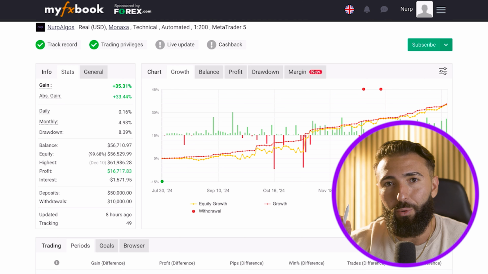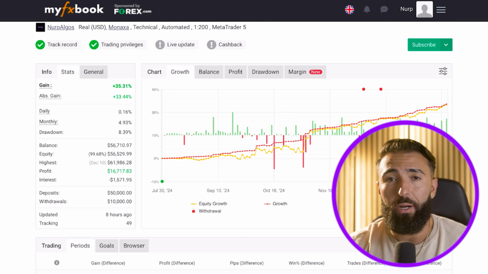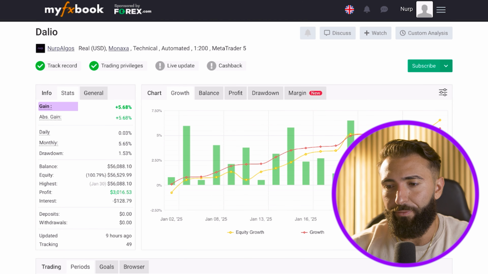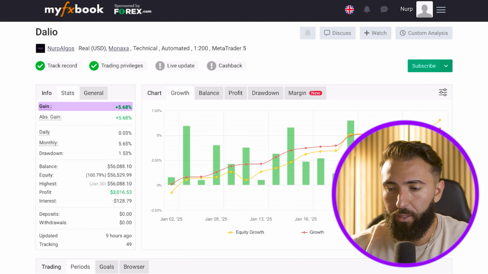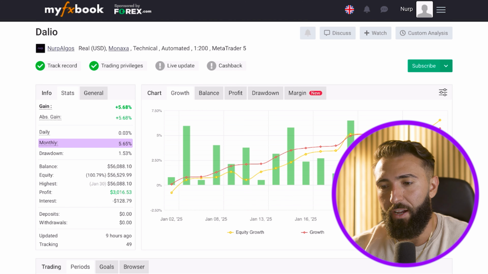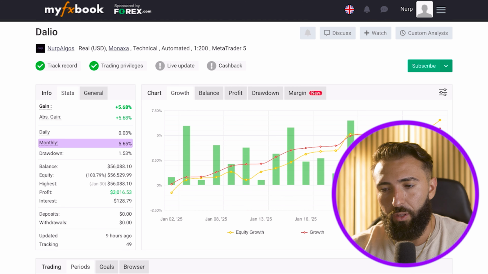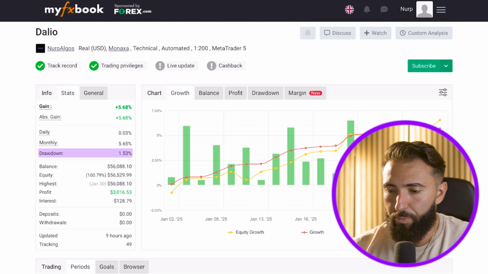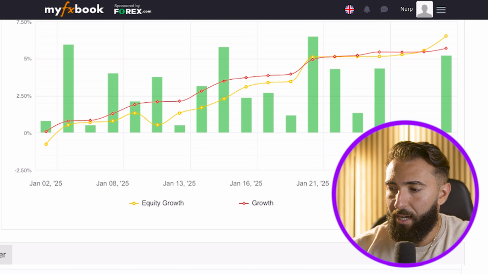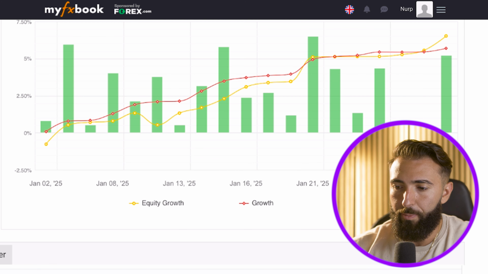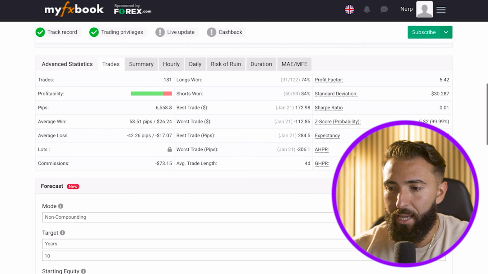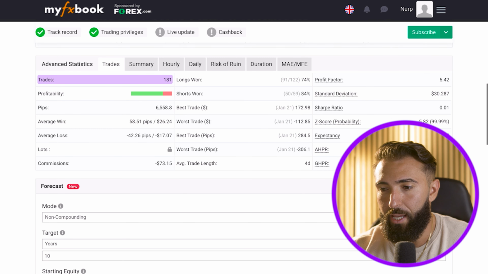As promised, we're going to look at January and how it has performed. Looking at the month of January, Nurp has done a total of 5.68%. Its monthly gain was 5.65%, and its max drawdown for the month of January was 1.53%, so not even 2%. What it made that month was $3,000. And this is the equity curve. As you can see, it's been smooth and steady growth since. And if we scroll down a little, it's taken 181 trades in that month.